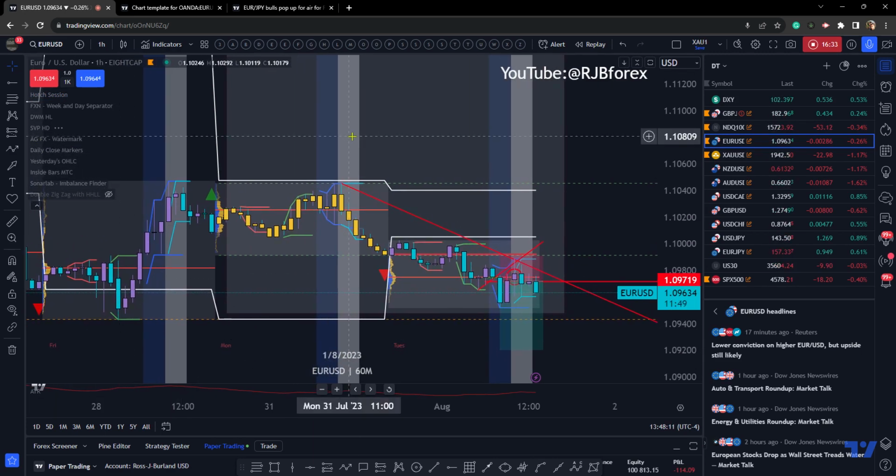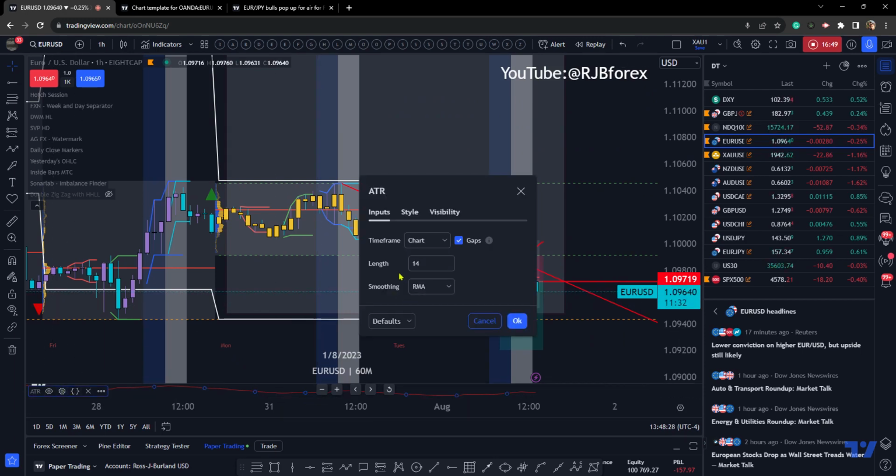Now I've got the ATR as well down here. You can stick that in and indicate as ATR, and that would just give me an indication of what the average price movement has been over a period of time. I've got it set to 14, I believe. Yeah, RMA smoothing.